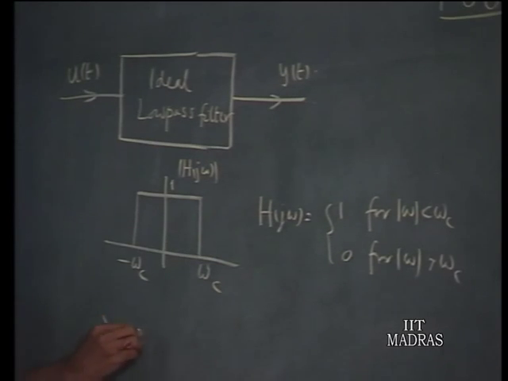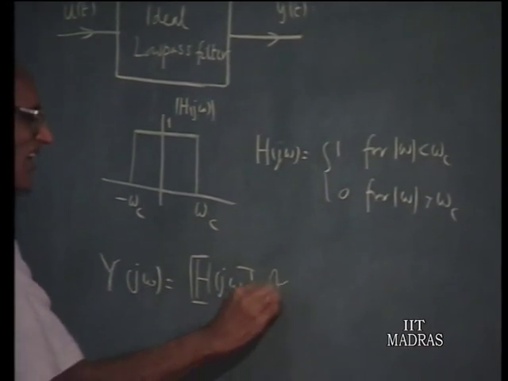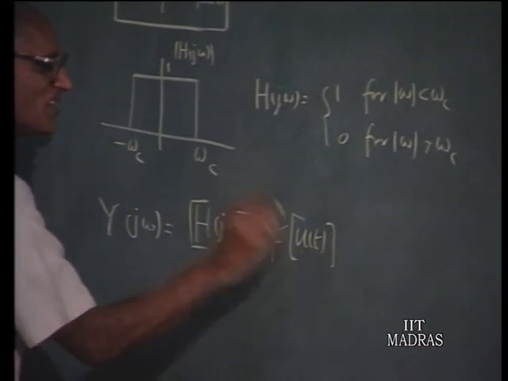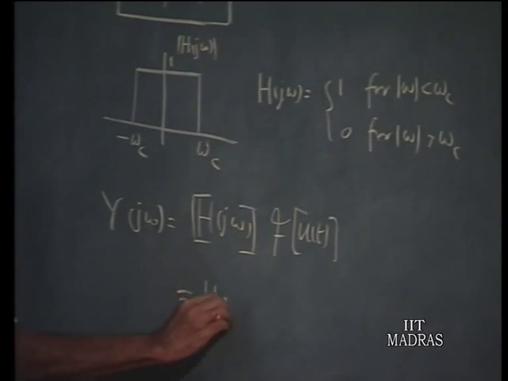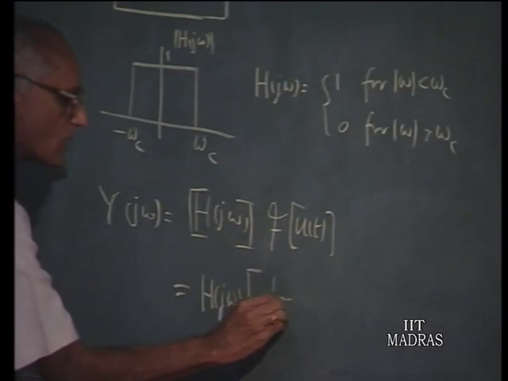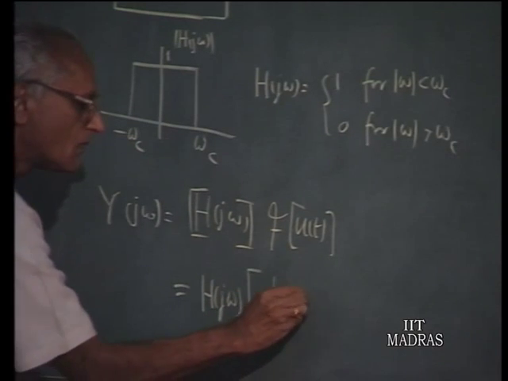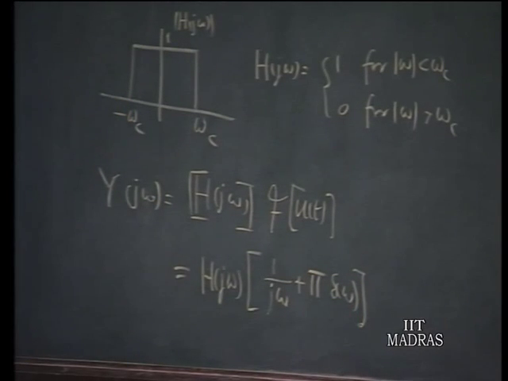Therefore, Y(j omega), the Fourier transform of the output, is H(j omega), the system frequency response function, times the Fourier transform of u(t), which is the input function. Therefore, this will be H(j omega) times the Fourier transform of the step function, which is 1 over j omega plus pi delta(omega). So, this is Y(j omega). If you find the inverse Fourier transform of this, you would naturally get y(t). This is what we are interested in.